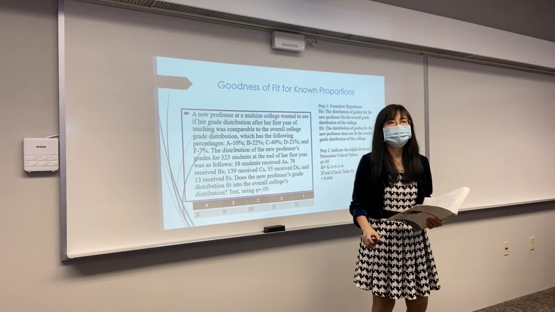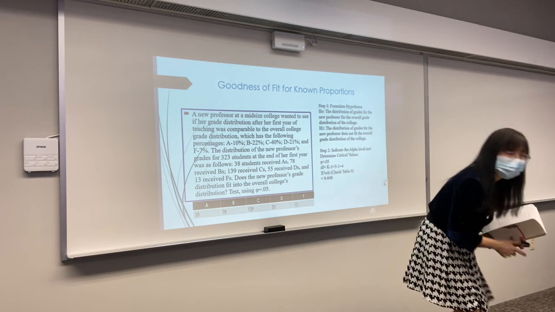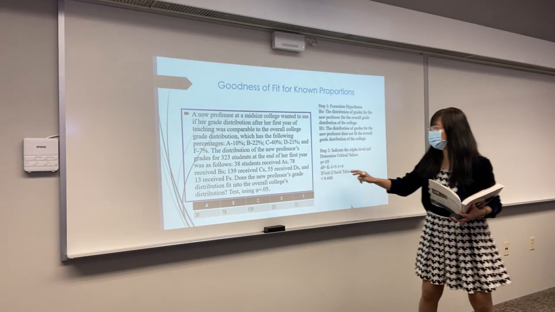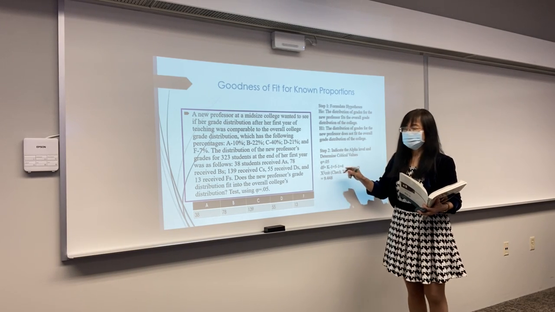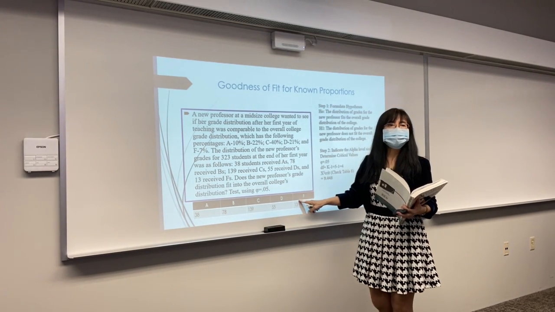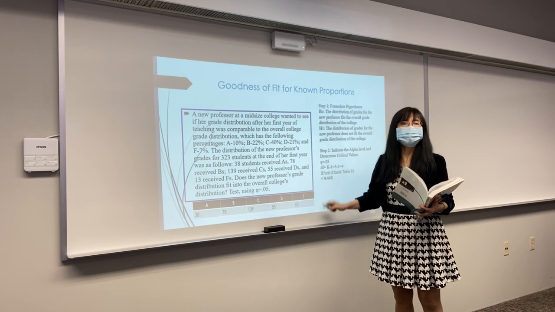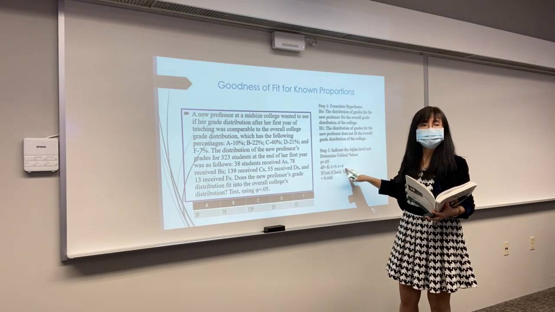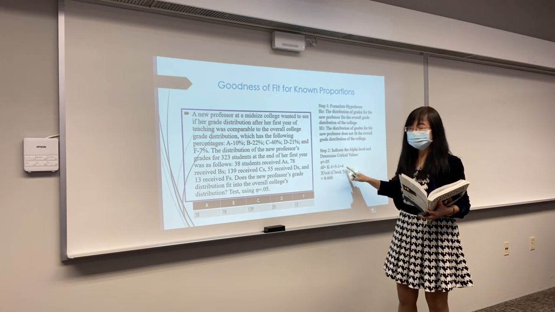Yes? Can you explain degree of freedom again? I don't understand what it is. Okay. Degree of freedom is how many groups minus one. So in this data, do you see A, B, C, D, E? That's 5 groups, and 5 groups minus 1, so you got 4. Got it? Okay.